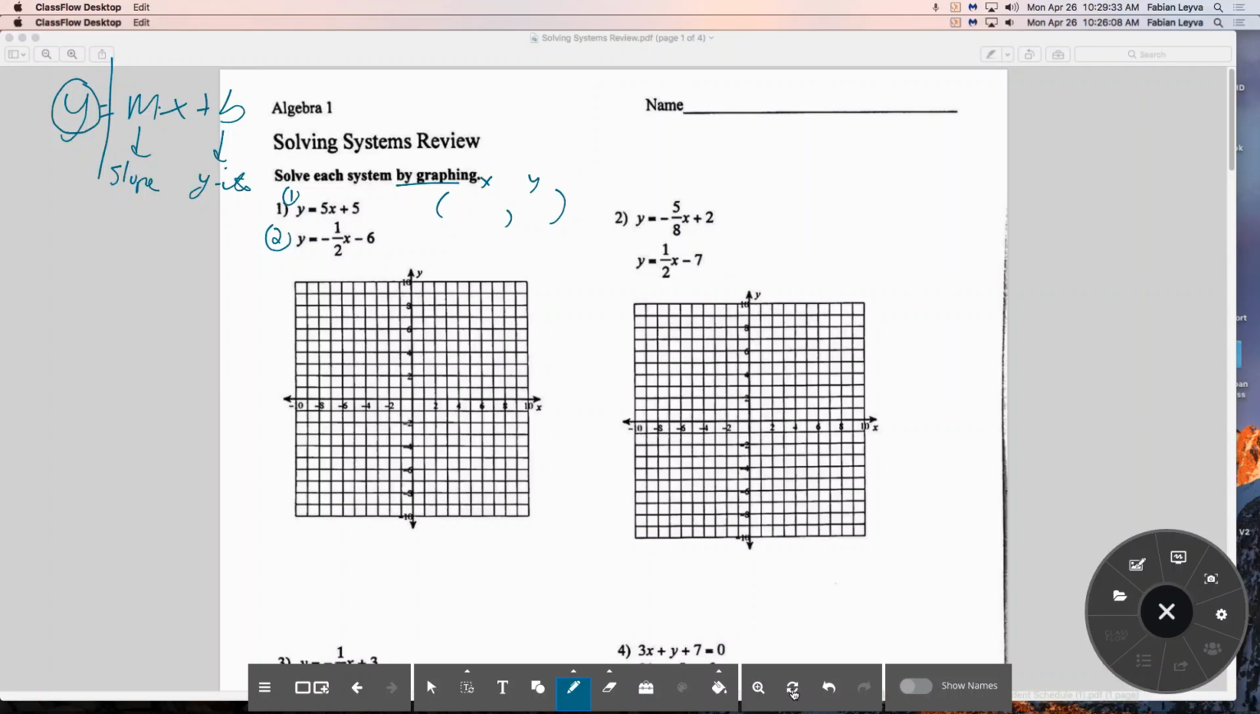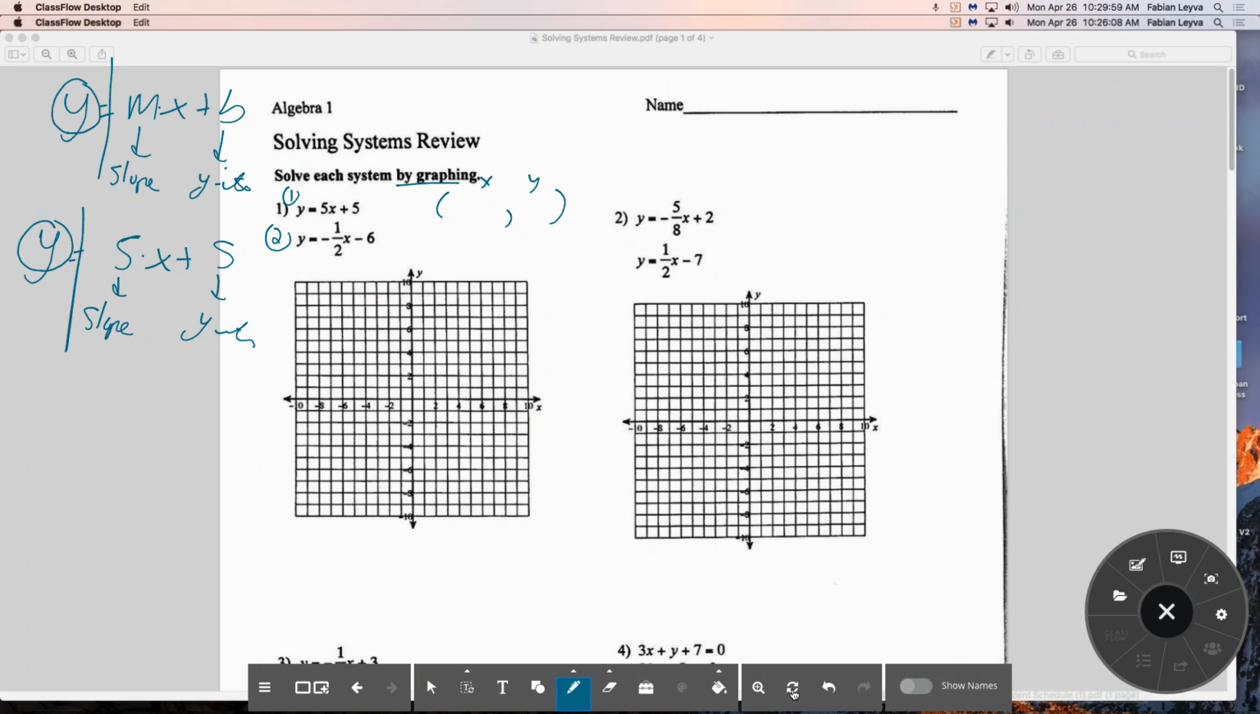So let's look at our first equation. Our first equation is y equals 5x plus 5. Now, is this in slope-intercept form? Absolutely, because if you notice, the y is by itself on the left side. That means you can look at the other side and identify your slope and your y-intercept. Now, your slope is going to be the 5 that's multiplying the x. Your y-intercept is going to be whatever is adding or subtracting, which in this situation is also a 5.